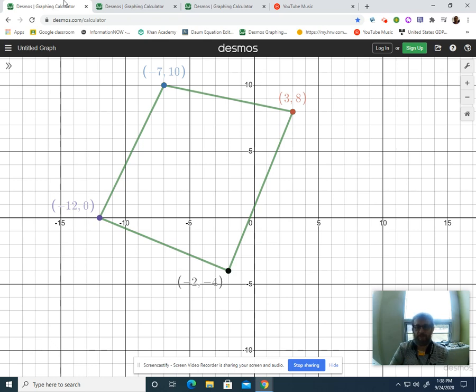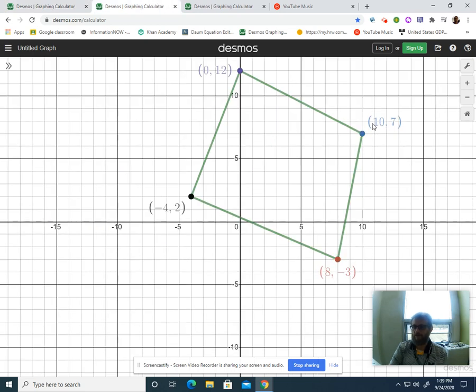All right, so the same thing happens with negative 7, 10. So negative 7, 10 moves from the second quadrant into the first quadrant. The x's and y's switch spots because we went 90 degrees. So what was x is y, and what was y is x. And because we're in the first quadrant, they're both positive.